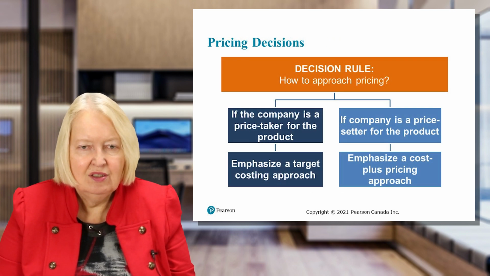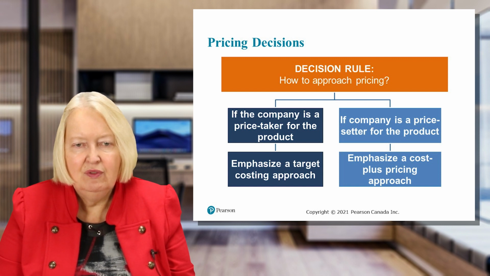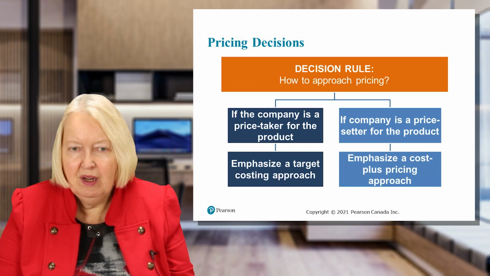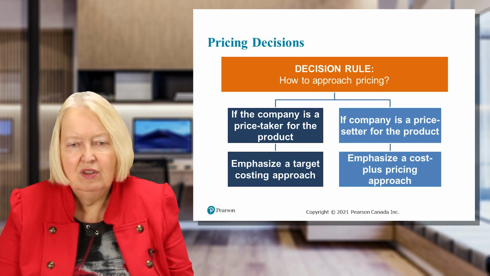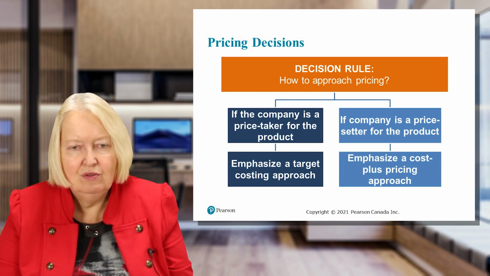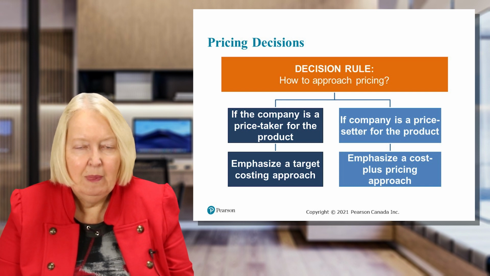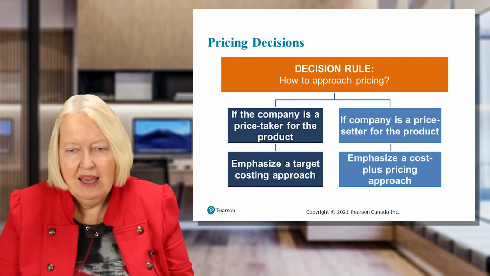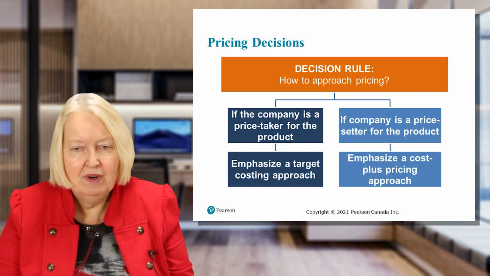So pricing decisions, if you're a price taker, you have to look at the price you can charge for your product, then you have to get your costs down to allow you to sell that product for a price that's profitable. Whereas if you're a price setter, you can take your cost of your product, add in your desired profit, and then determine your price from there.